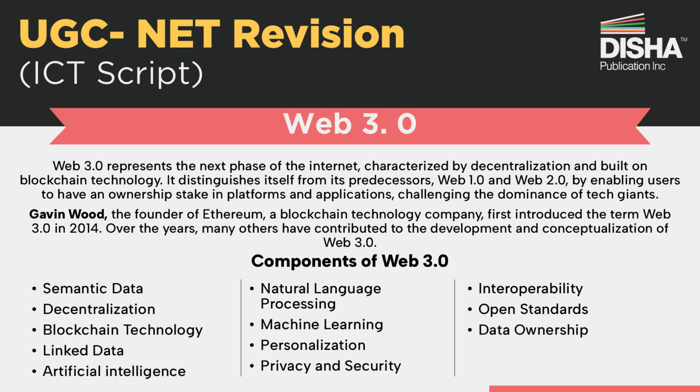First is semantic data. Web 3.0 is designed to understand and interpret data more intelligently. It involves the use of metadata, ontologies, and structured data to provide context and meaning to information on the web. This enables better search results, data integration, and automated reasoning.